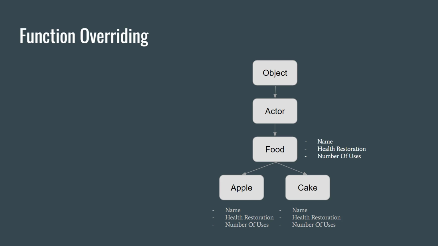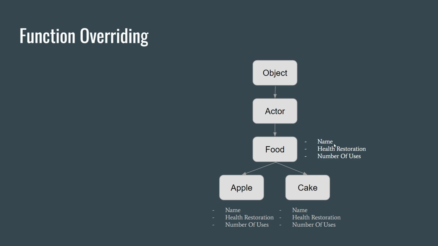All right, so the next thing I want to talk about here is function overriding. So going back to our example here, the food class is the one that I've created for this example. Let's say inside of the food class, we want our food to have a name. We want it to have a health restoration amount, so how much health it restores when you eat it. And we want to have a number of uses, because maybe you can eat it more than once or take more than one bite, basically.